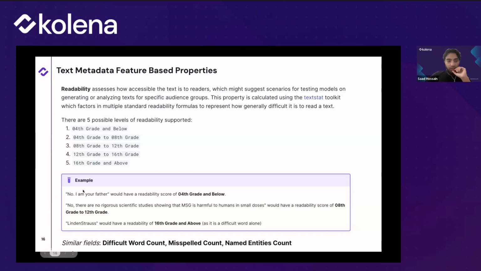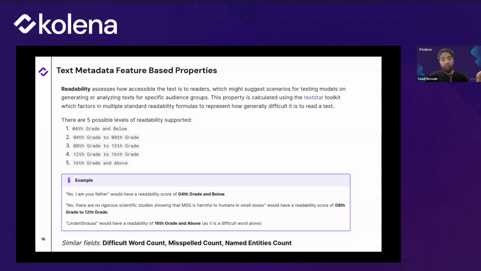So for example, a sentence such as "No, I'm your father" would be fourth grade and below because it's fairly lightweight, easy vocabulary, whereas something like Lindenstrauss, which I hope I pronounced correctly, would be 16th grade and above because it alone is a difficult word, right?